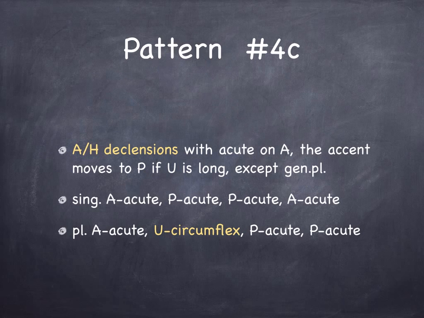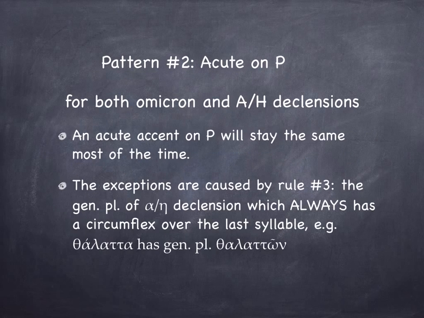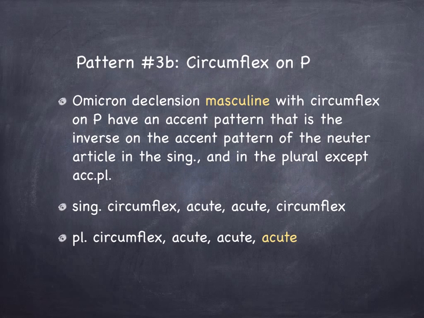And so to summarize the patterns, pattern 1, if the word has an acute on the ultima, it will have the same pattern as the neuter article. Pattern 2, an acute on a penult will stay the same most of the time, the exception being rule number 3, which requires that the genitive plural of an eta alpha declension must take a circumflex on the ultima. Pattern 3A for neuter omicron declension, they have the inverse pattern of the neuter article. 3B has basically the same pattern as the neuter, except in the plural accusative, which is long, and so it'll take an acute instead of a circumflex.